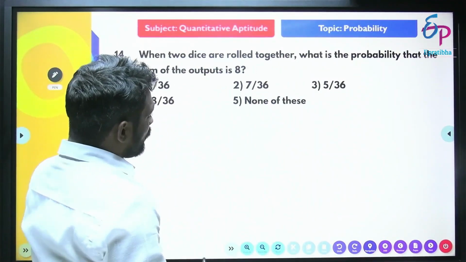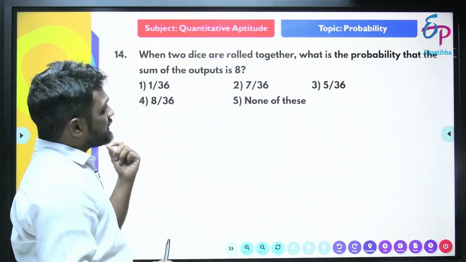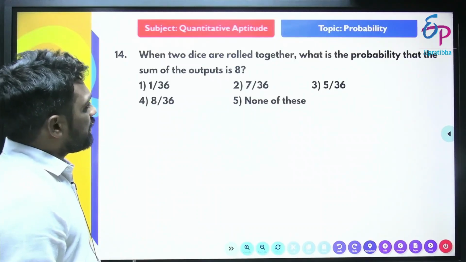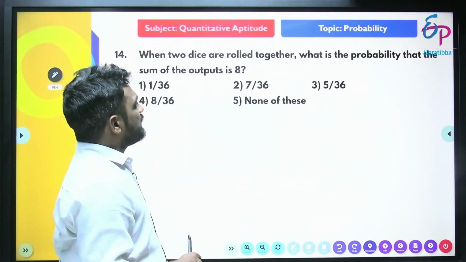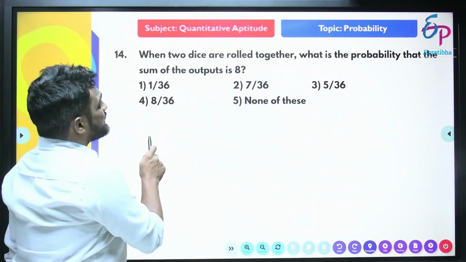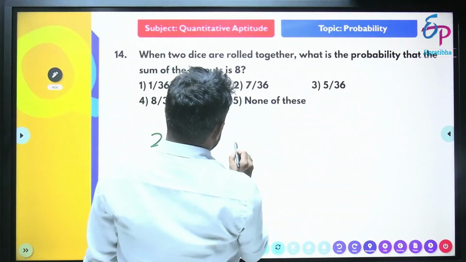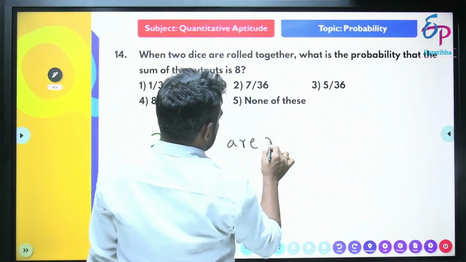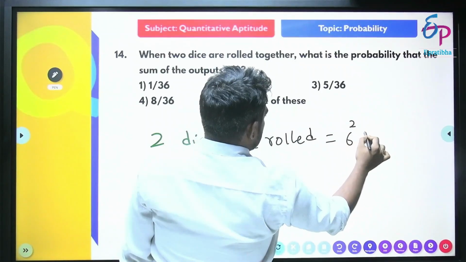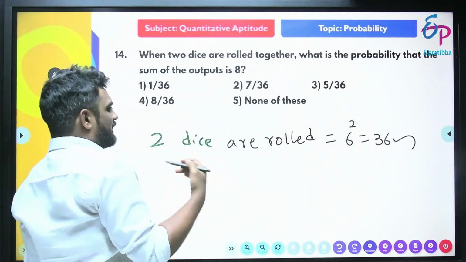When two dice are rolled together, what is the probability that the sum of the outputs is 8? Two dice are rolled. Two dice are rolled means the total number of outcomes is how much? How many? 6 squared, which means 36.